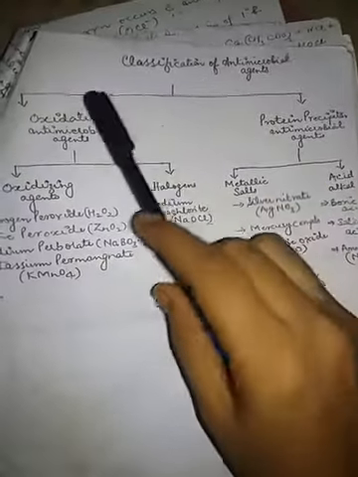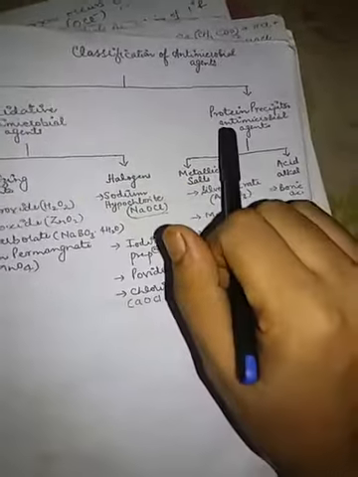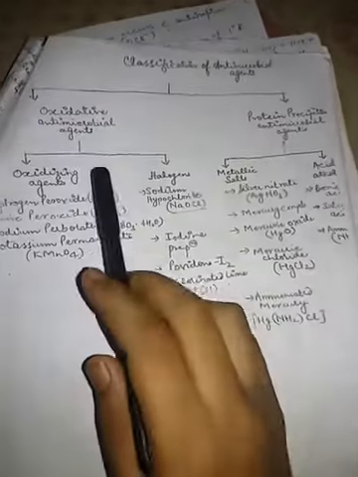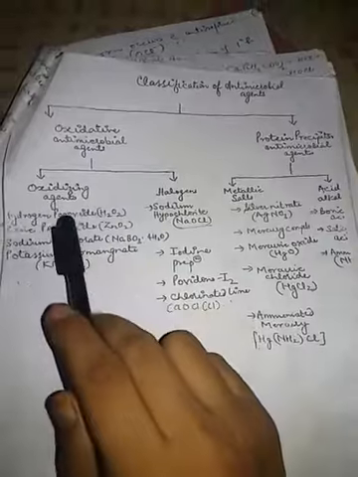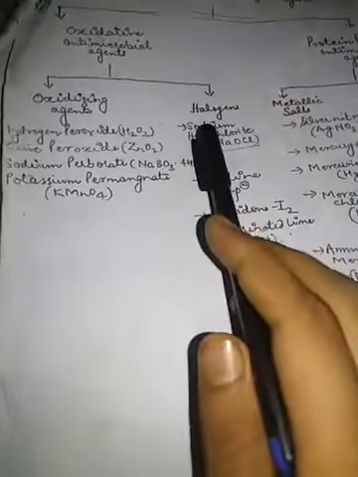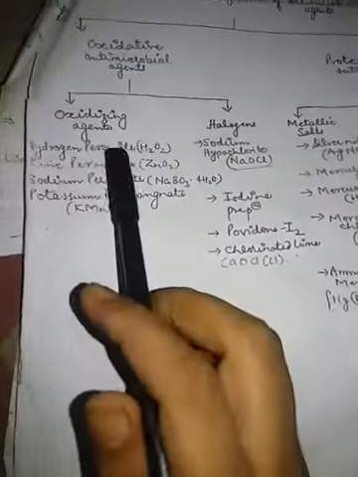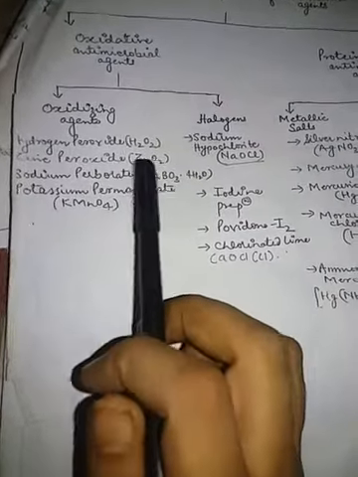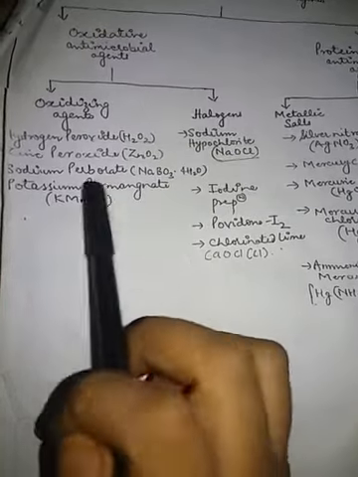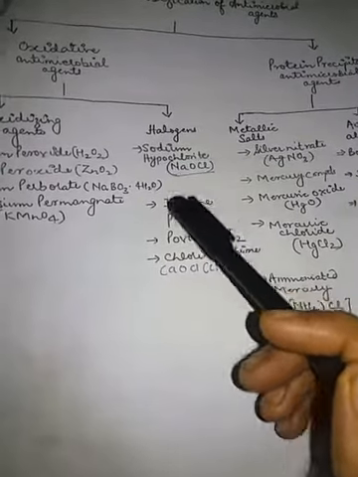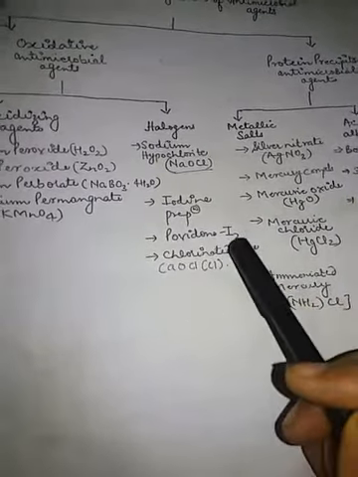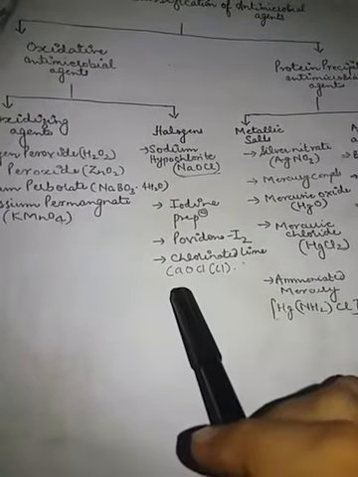Now we discuss classification once again, because by this you will easily remember the classification of antimicrobial agents. The classification of antimicrobial agents is divided into two: oxidative antimicrobial agents and protein precipitate antimicrobial agents. The oxidative antimicrobial agents are divided into two: oxidizing agents and halogens. Oxidizing agents have examples: hydrogen peroxide, H2O2, zinc peroxide, ZnO2, sodium perborate, NaBO3.4H2O, and potassium permanganate, as we all know, KMnO4. And halogens include sodium hypochlorite, NaOCl, iodine preparations, povidone iodine, and chlorinated lime.